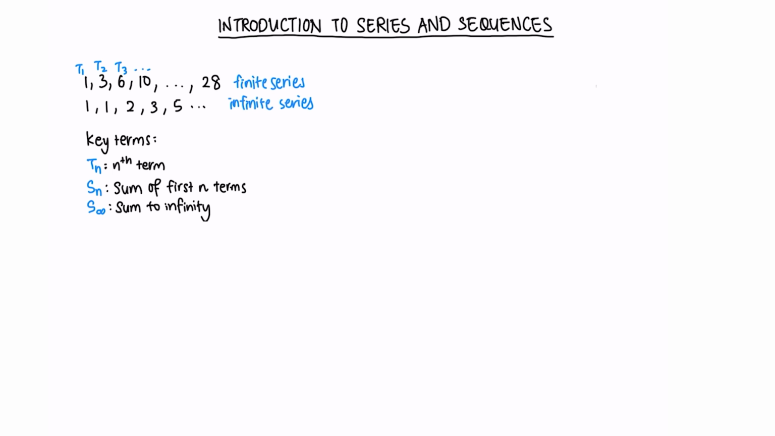Sn will just be your sum of the first n terms. Let's say the sum of my first term will just be my first term, 1. The sum of my first two terms will just be 1 plus 3. This is S2. Your sum of the first three terms will just be 1 plus 3 plus 6, which we can see that S3 is 10.